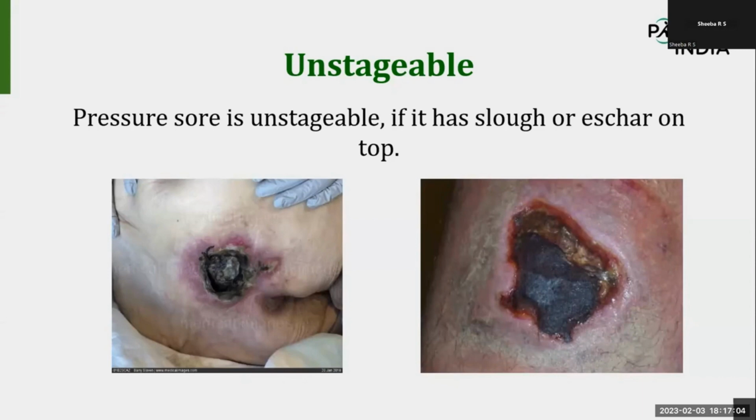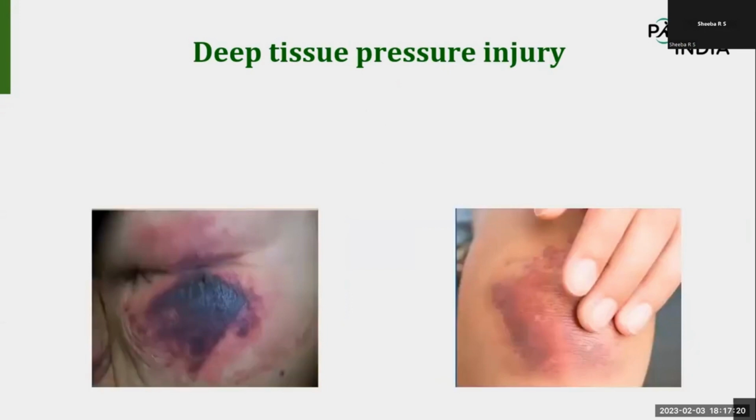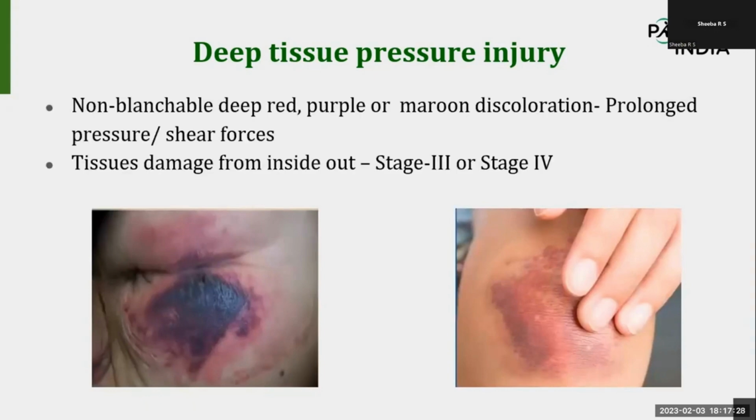So when we document it, if you have seen these kinds of wounds, you have to document it as an unstageable wound. And the other stage is deep tissue pressure injury. So the deep tissue pressure injury is, as I mentioned earlier, due to shear force. It's a non-blanchable deep dark red, purple, maroon discoloration. These kinds of wounds will be there because of the shear force. So the tissue is damaged from inside to outside.